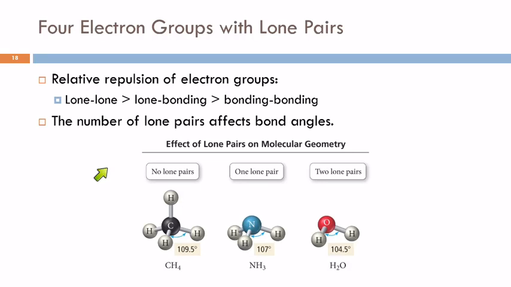So we see this effect when we look at bond angles for these 3 simple molecules. Methane, having no lone pairs, has ideal bond angles for a tetrahedron. Ammonia, it's smaller, it's 107, because there's 1 lone pair, and with 2 lone pairs, it gets even smaller, 104.5. Any questions?